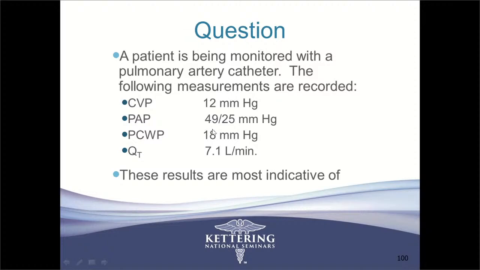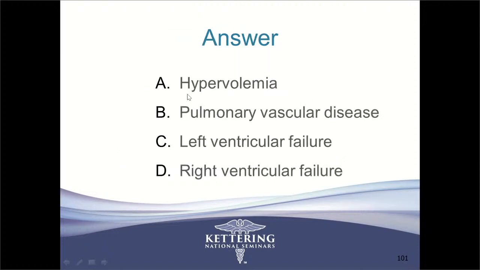The PAP should be 25 over 8. That's a double arrow right there. The wedge pressure should be 4 to 12, right? That's a double arrow right there. Cardiac output should be 4 to 8. Well, actually that's okay there, the 7 liters a minute. But the point is that all three of these are up. All right. So if everything is up, what does that mean? Yeah, I've got hypervolemia. I've got too much fluid on board.